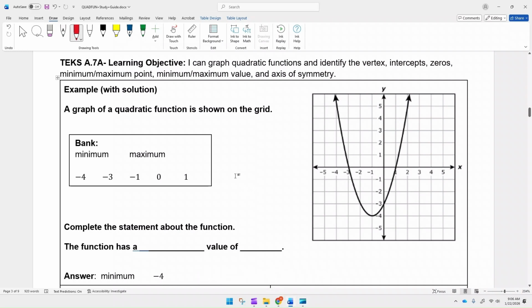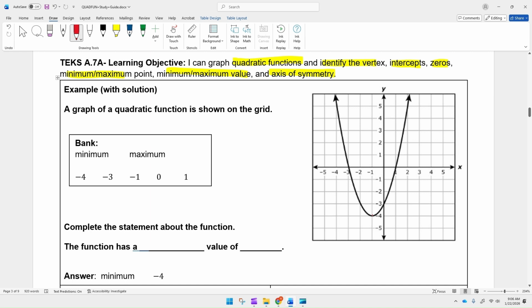All right, so on this one, we're going to be talking about key characteristics of quadratic functions: identifying the vertex, intercepts, zeros, minimum and maximum point, minimum and maximum value, and axis of symmetry. So again, we already have our answer for us. Again, I'm going to go ahead and work through how it got those answers.